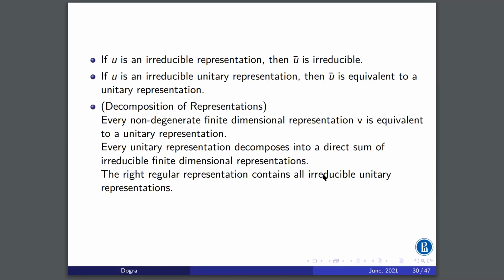And now representations can be decomposed as is expected. So every non-degenerate finite dimensional representation is equivalent to a unitary representation. And these are also some very straightforward basic results that hold for representations of compact quantum groups as well.